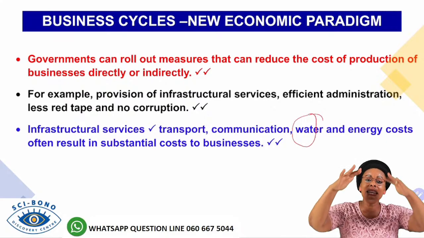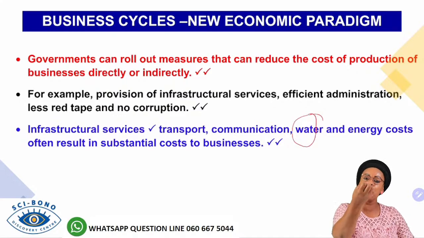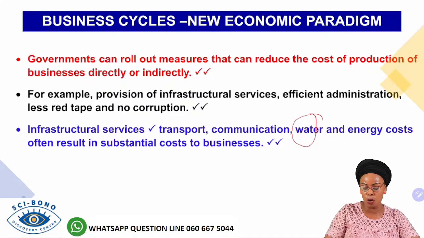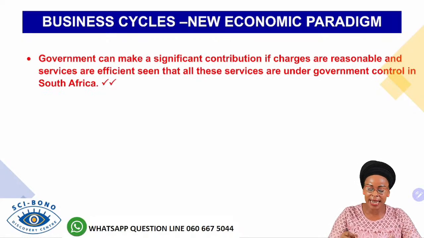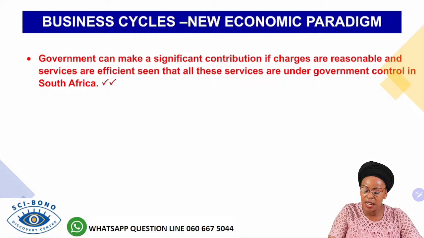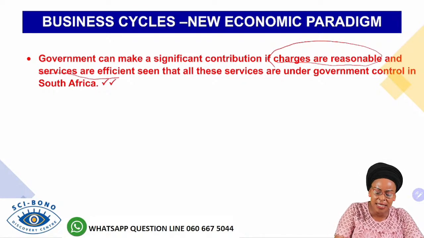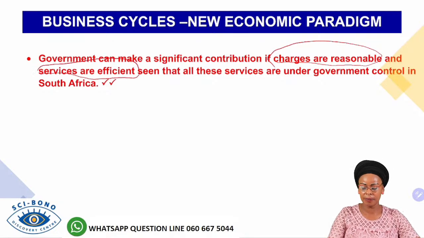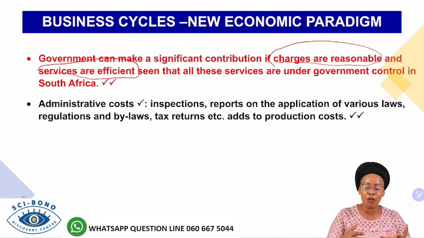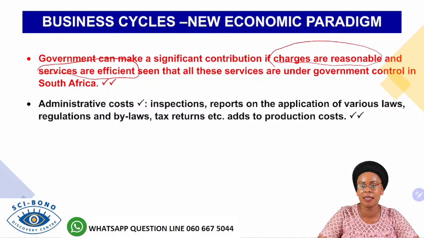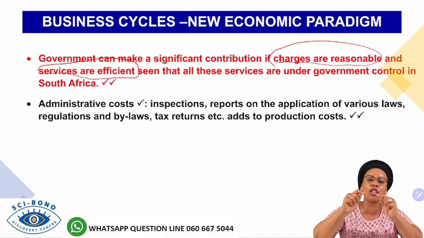So if the government reduces rates and taxes, businesses can use that money to produce more and to supply more. So that is why we're saying government can make a significant contribution if charges are reasonable and even if services are efficient. Government can also assist in reduction of what? Administrative costs. Those costs which are not directly linked to the production of a product.